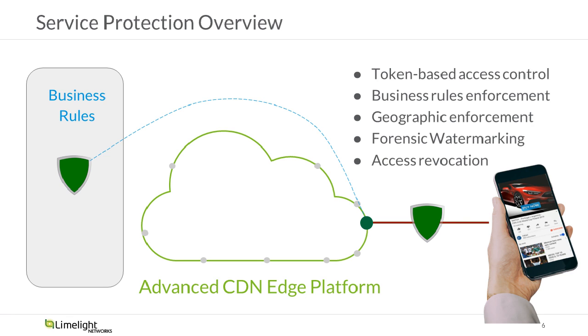So we'll talk about at greater length some of the methods that are used: token-based access control, business rule enforcement for a variety of business rules that could be unique to a particular situation, geographic-based enforcement, forensic watermarking, and access revocation.